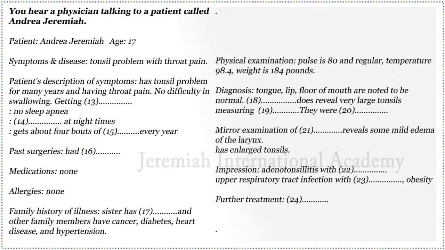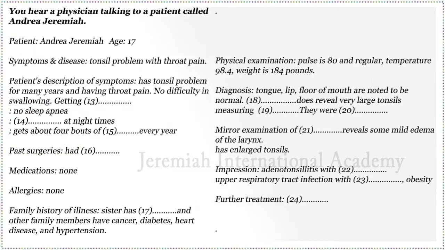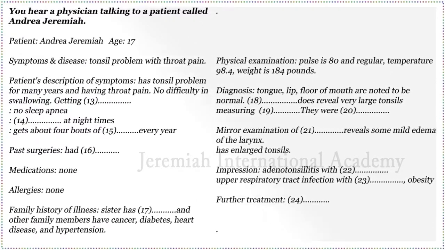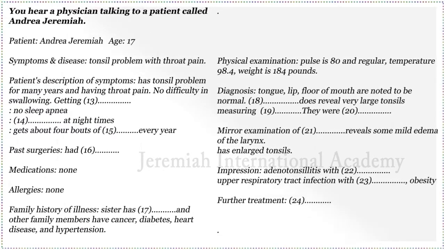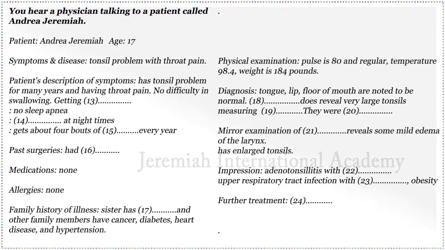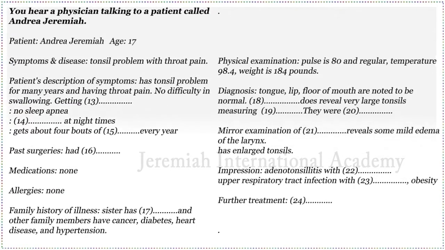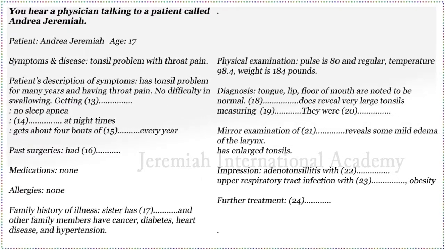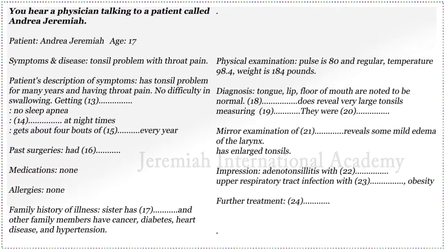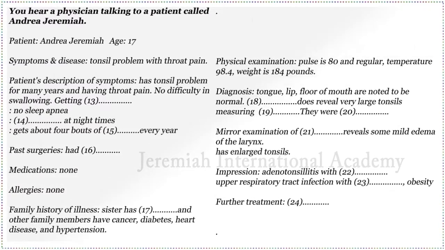Is there any family history of illness? Well, my sister has ear infection. Rest of my family members have history of cancer, diabetes, heart disease, and hypertension. Well, your physical examination results show your pulse is 80 and regular.